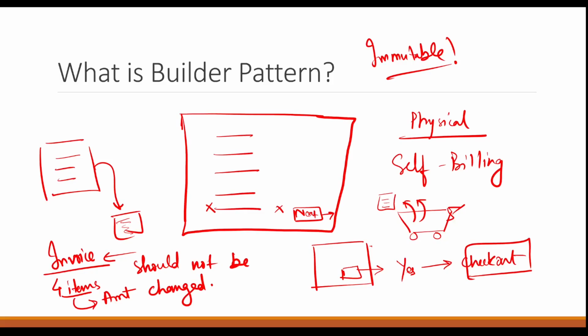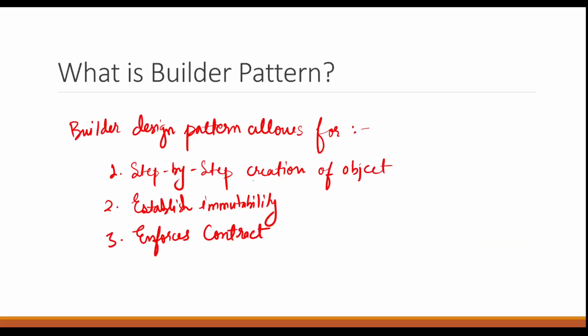It allows you to have a step-by-step creation of an object while also maintaining the contract rules for that object. Now, the second term that I want to talk about when we talk about the builder design pattern: it allows for the creation of an object in a step-by-step manner, and as we saw in the case of invoice generation, it also establishes immutability, that is, once you create an object it cannot be changed. And then the last term that I want to discuss here is that it also enforces a contract.